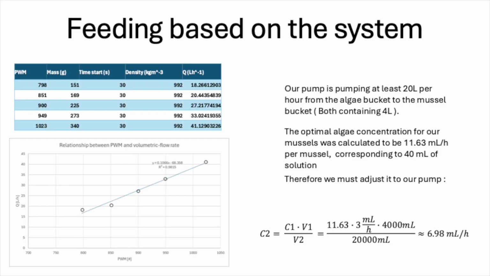For the feeding, based off of the system, our system was pumping 20 liters per hour between the mussel and algae bucket. Because of that, we have to adjust for it to find the most optimal algae concentration, which is shown on the slide.